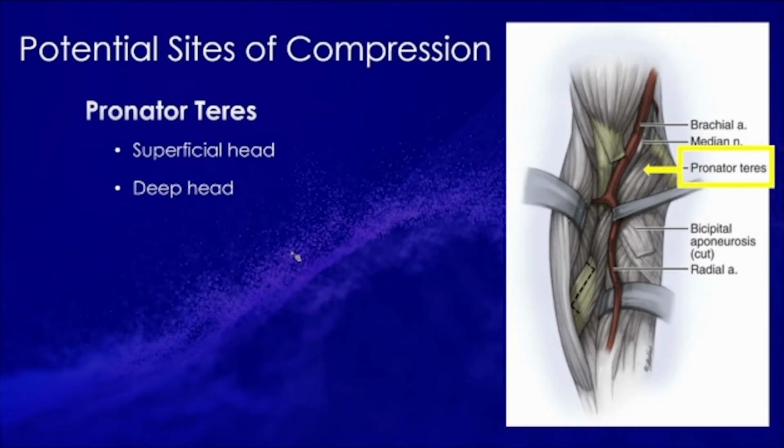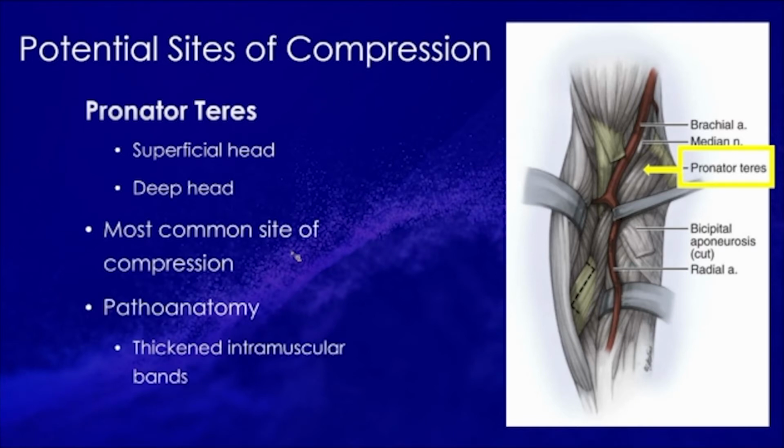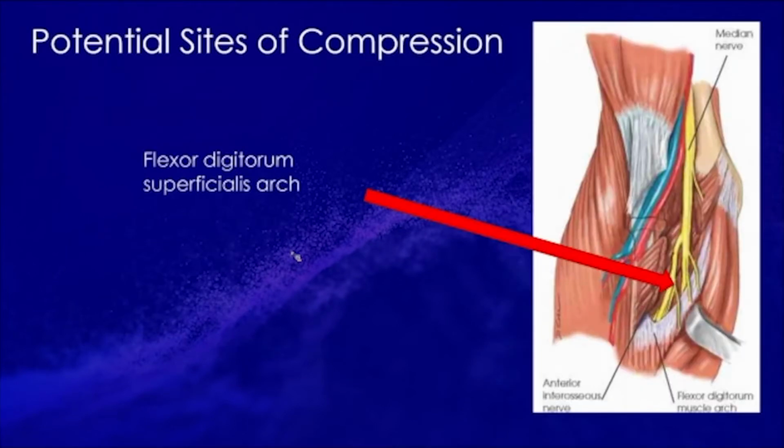Pronator, there are 2 heads of pronator, superficial and deep. The median nerve will typically go between those 2 heads, but there are some variants of that as well. It is the most common site of compression, and you do get these thickened intramuscular bands within pronator that can be the site of compression. Then the last site of compression is this fibrous arch of the flexor digitorum superficialis that can put pressure on the nerve as well.